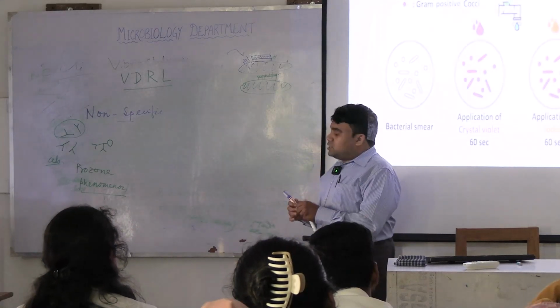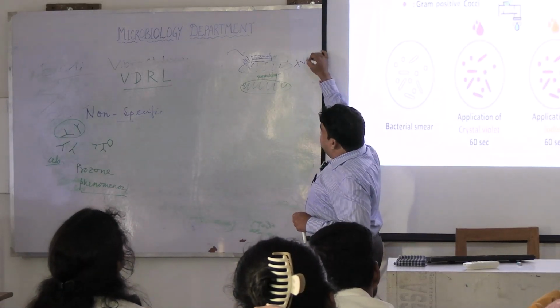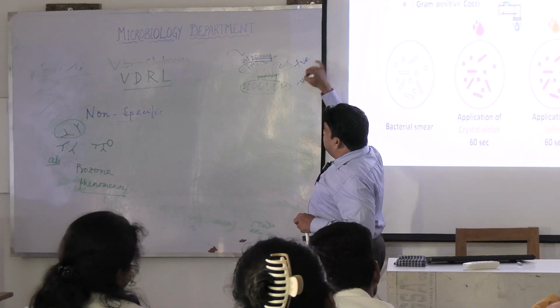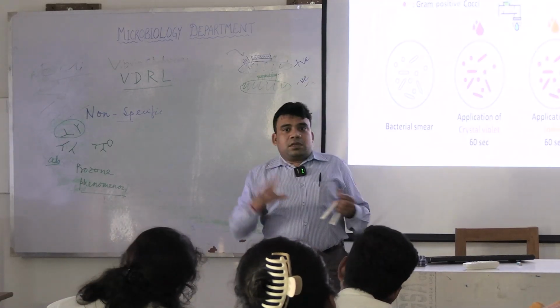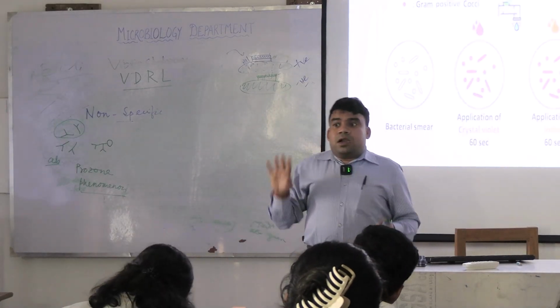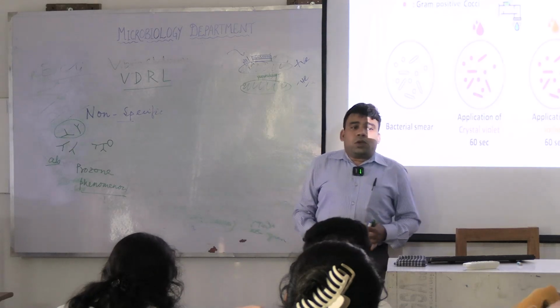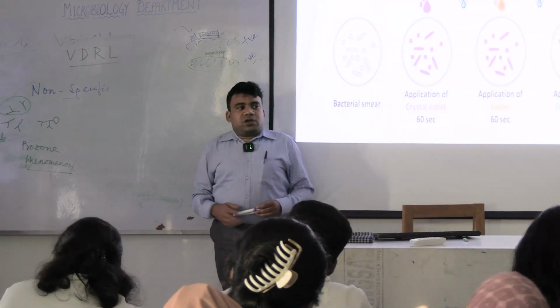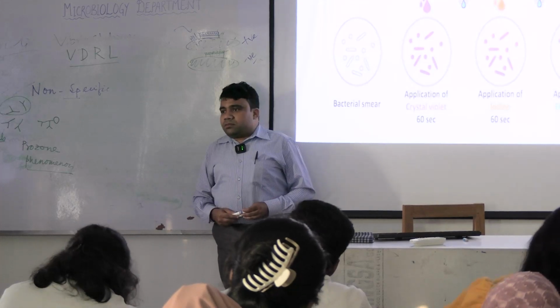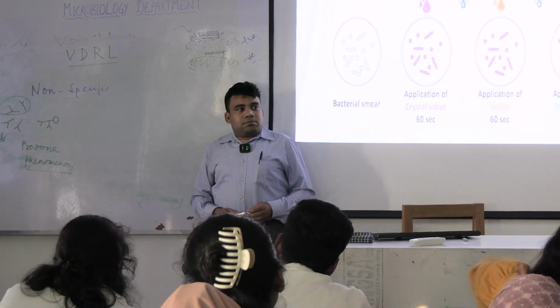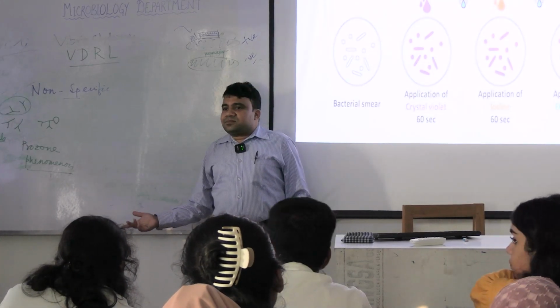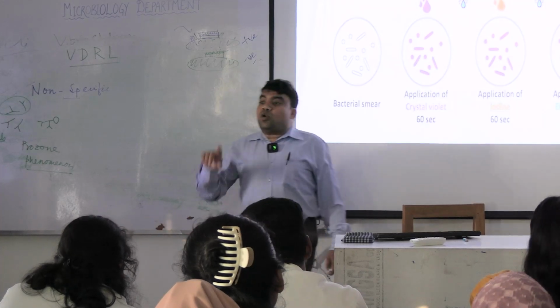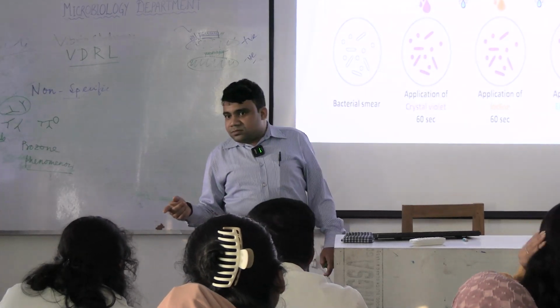Then only we can say this is gram positive and this is gram negative. Have you understood till now? Now you tell me, what will happen if I expose the acetone or alcohol for a prolonged period of time? Exactly. So that is called as over-decolorization.